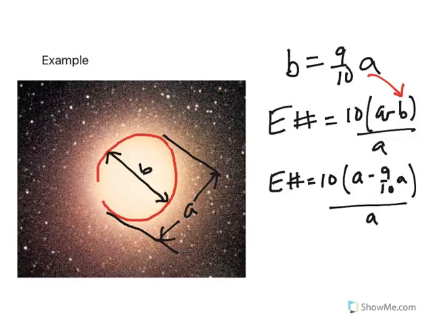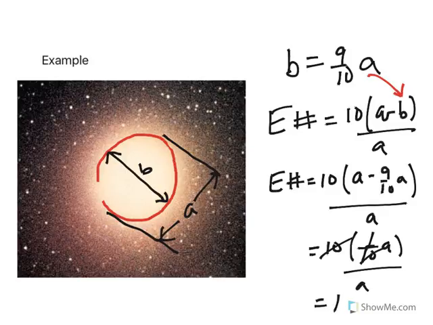So we have the E number is equal to 10 times (A minus 9/10 of A). And that's the same thing as saying 10/10 of A minus 9/10 of A. And so you would get 1/10 of A. So this is 10 times 1/10 of A divided by A. Well, 10 divided by 10 is just 1, and A divides by A. So you're left with the number 1. So therefore, the E number of this galaxy is E1.